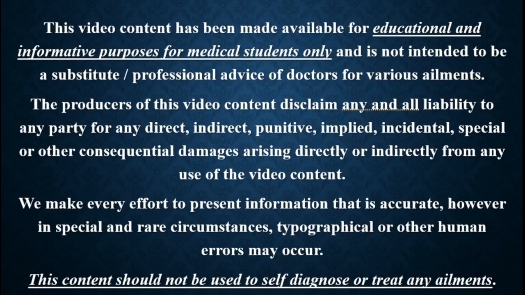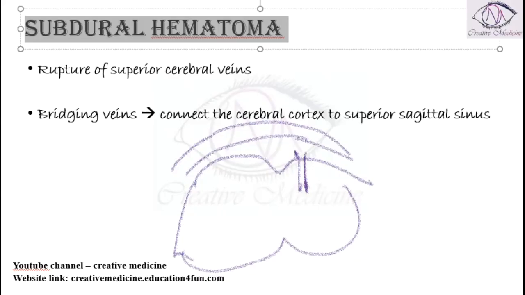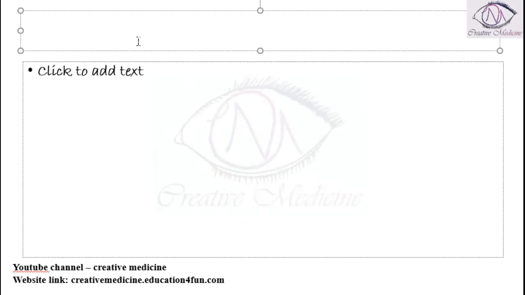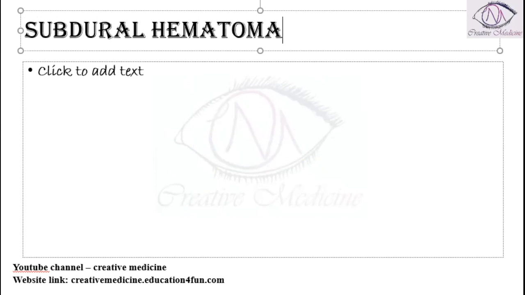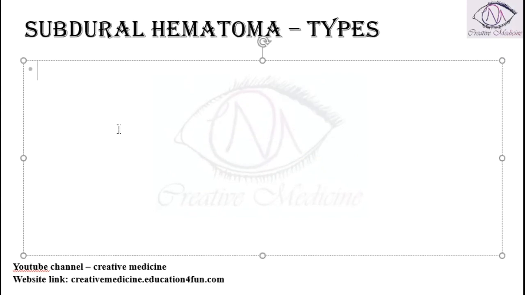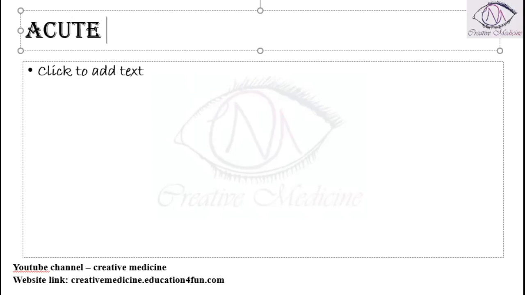In this lecture, we will learn about subdural hematoma types. Subdural hematoma can be divided into two types. We have acute subdural hematoma and chronic subdural hematoma. First, what is acute subdural hematoma?